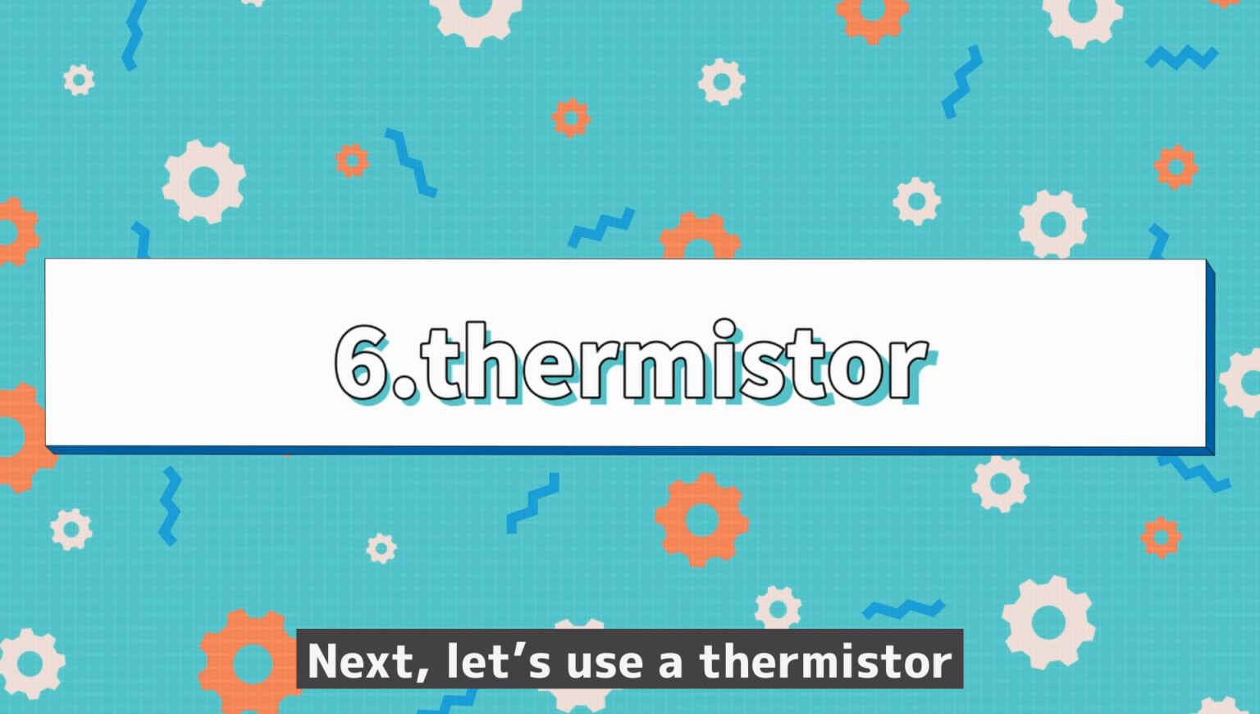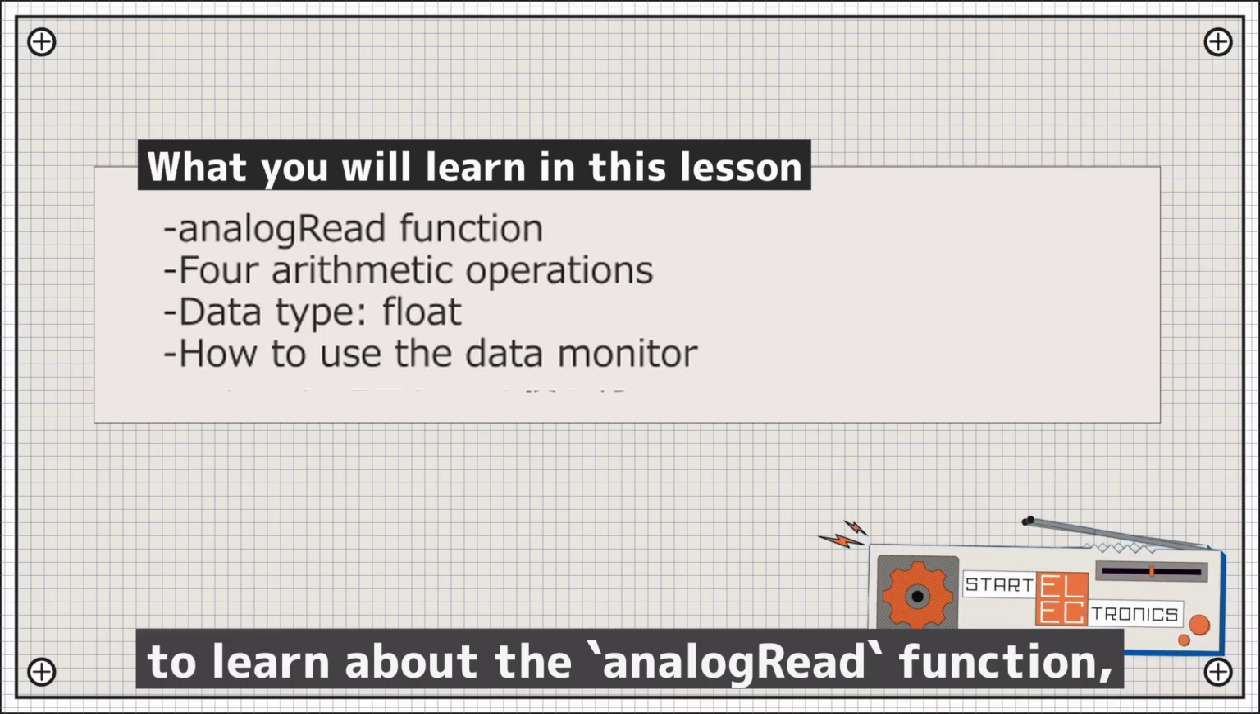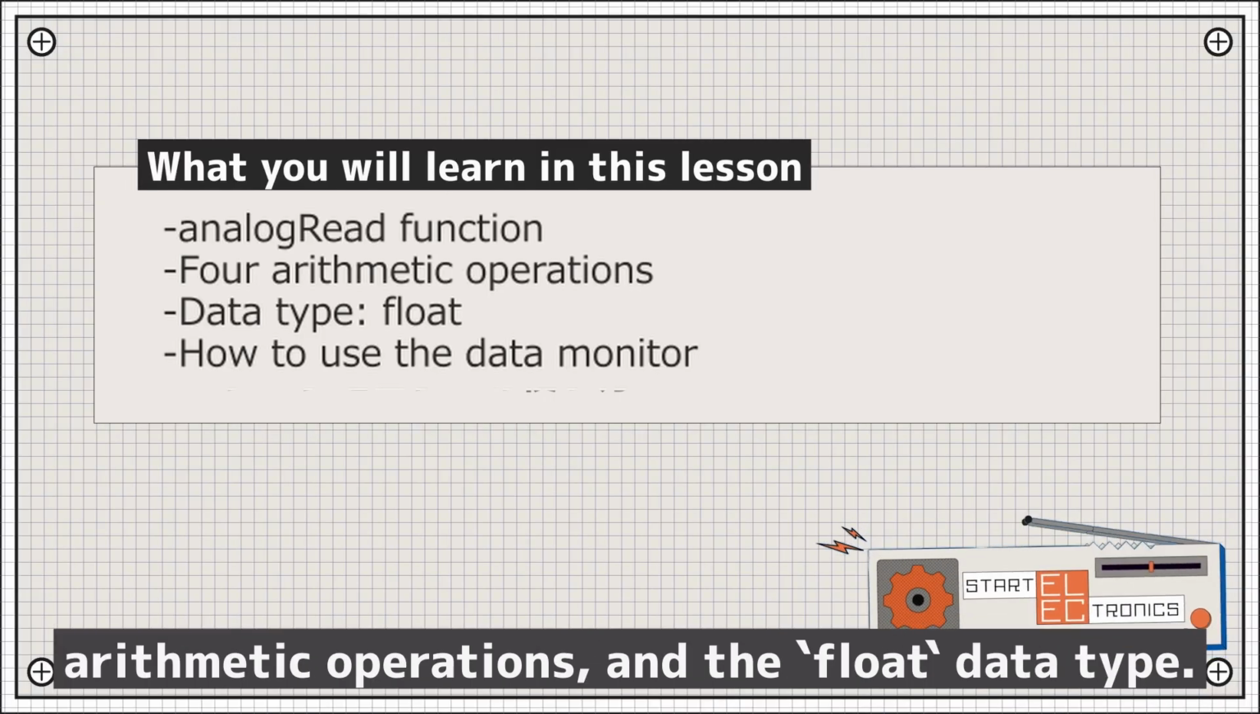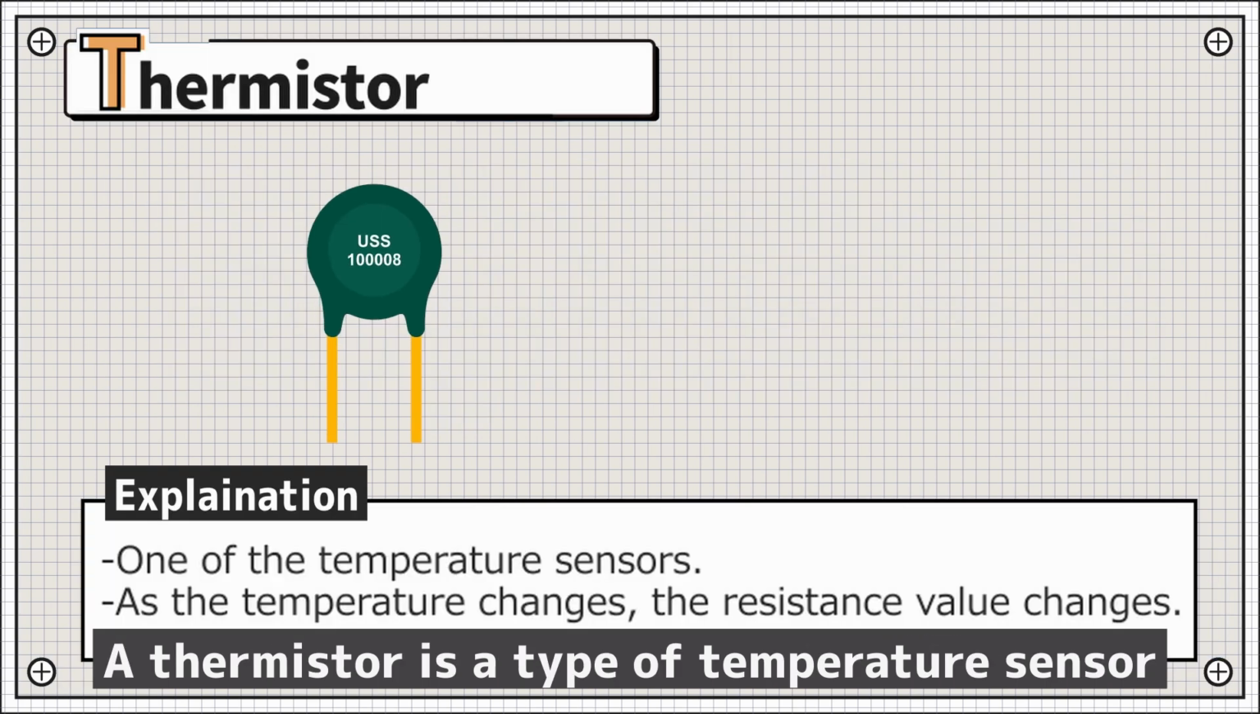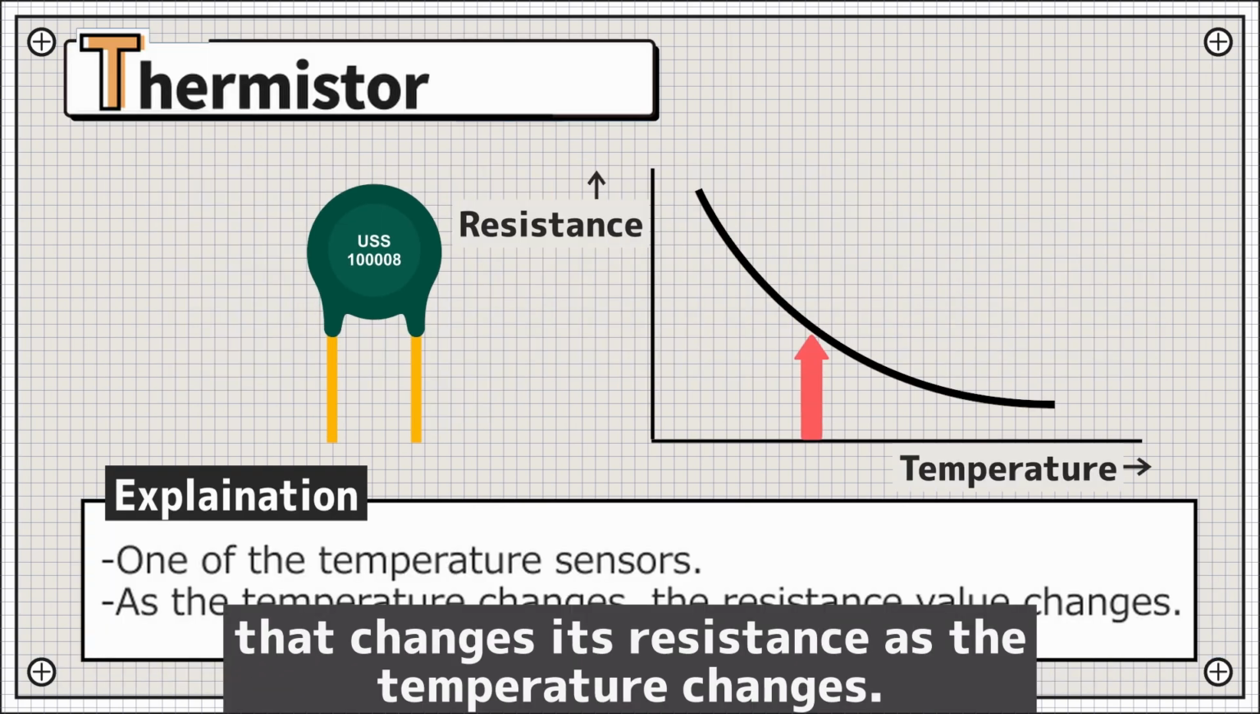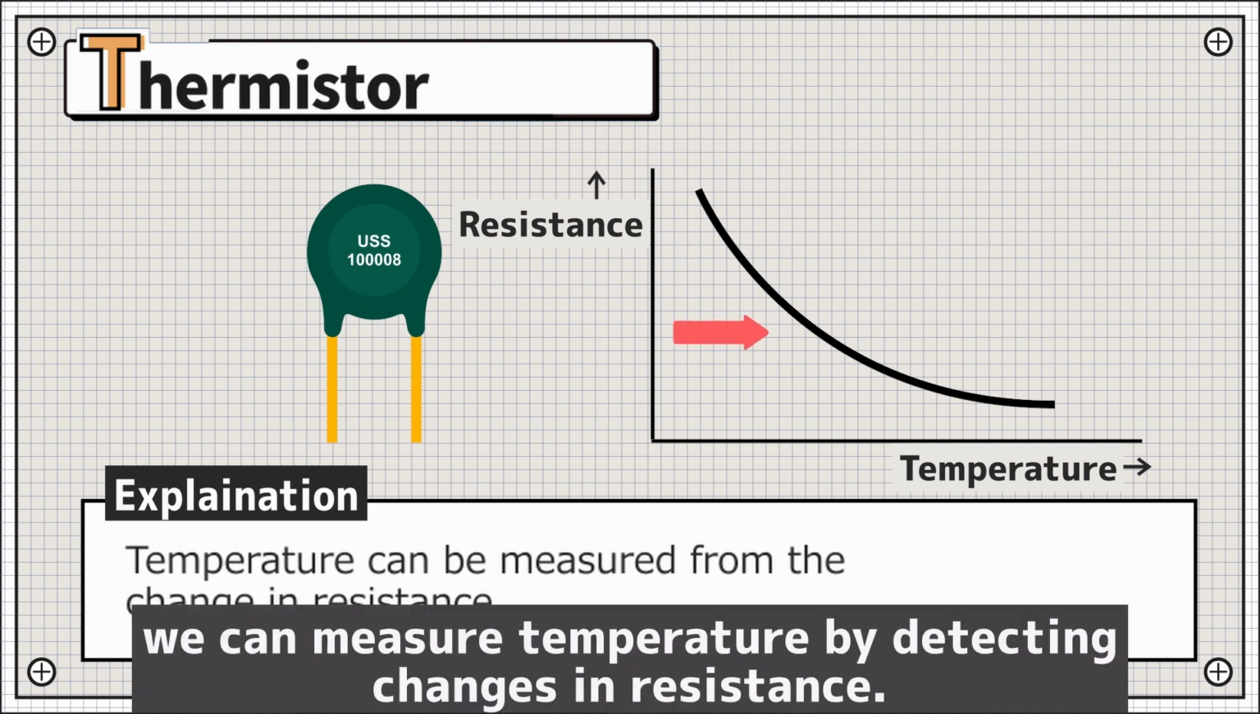Next, let's use a thermistor to learn about the analogRead function, arithmetic operations, and the float data type. A thermistor is a type of temperature sensor that changes its resistance as the temperature changes. By utilizing this property, we can measure temperature by detecting changes in resistance.